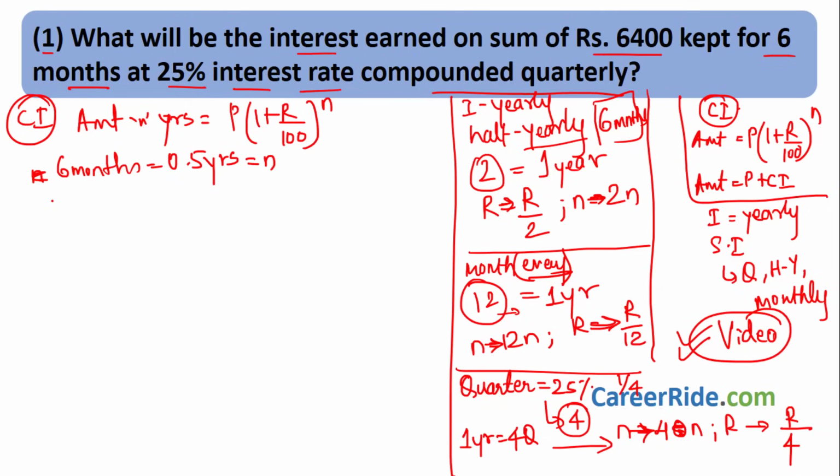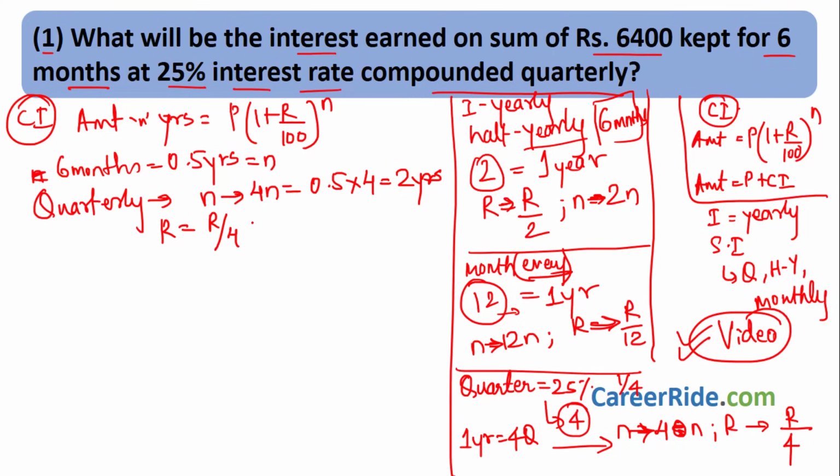We know that the interest is compounded quarterly. If it is compounded quarterly, n will become 4 times n. So what is the value? 0.5 into 4, that is 2 years. And the rate of interest will become r upon 4, that would be nothing but 25 divided by 4%.